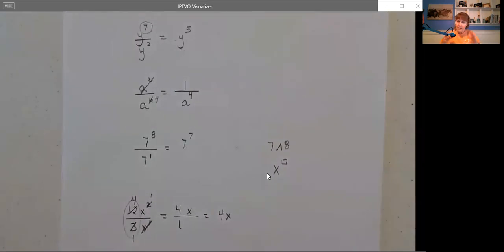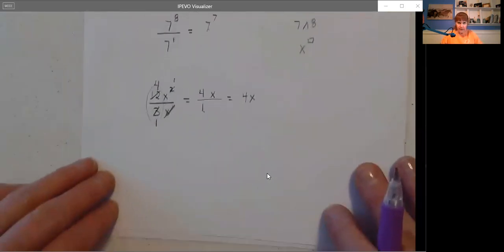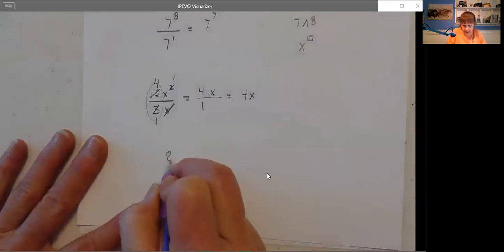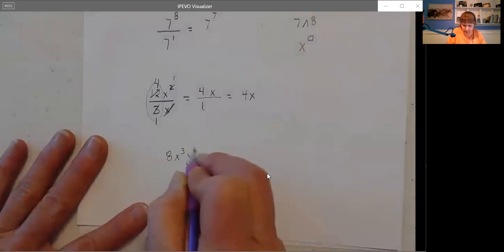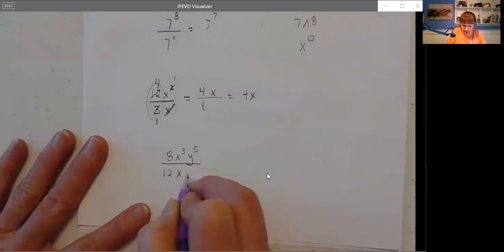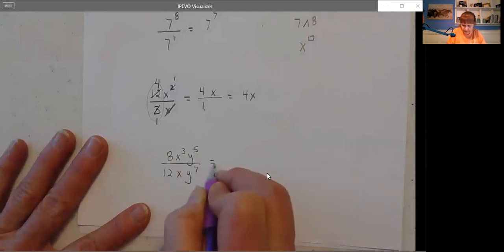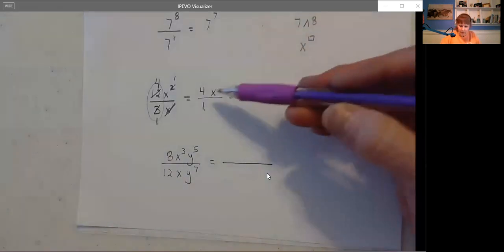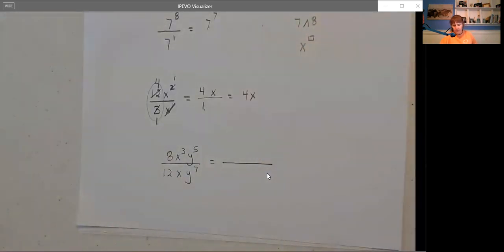Now, let's go ahead and mix these with some x's and y's and things like that. So let's say I've got 8x cubed y to the 5th over 12xy to the 7th. I'm just going to draw my bar, and I'm going to reduce it, and if I end up with a 1 underneath, I can just get rid of it.